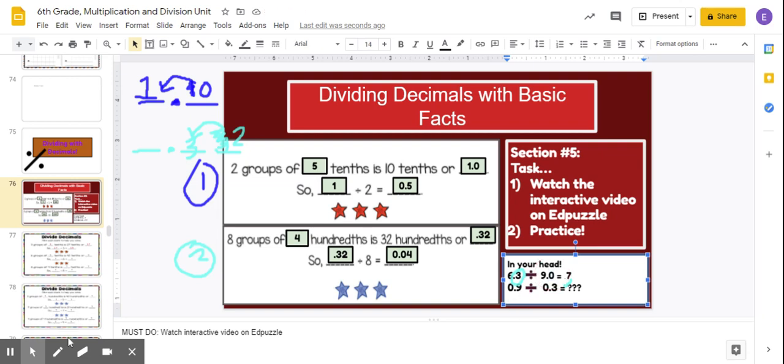Okay, so the same is going to go for the next one. We have 9 tenths divided by 3 tenths. Well, 9 divided by 3, we get 3. And this time we have 2 digits behind the decimal in the original problem. So we're going to move it back 2 place value spots to end up as 3 hundredths.